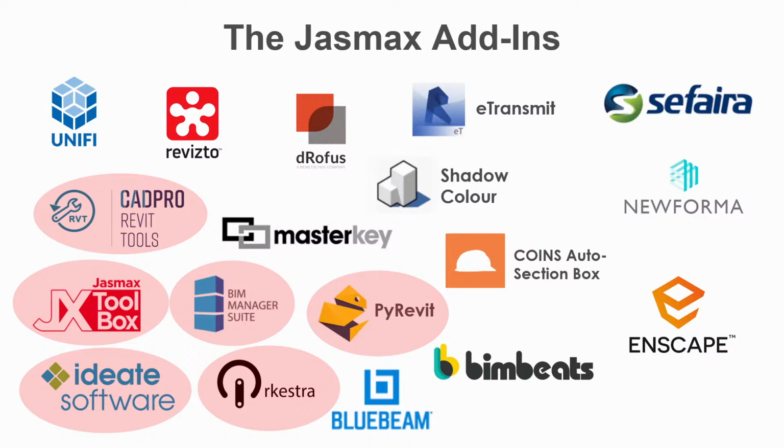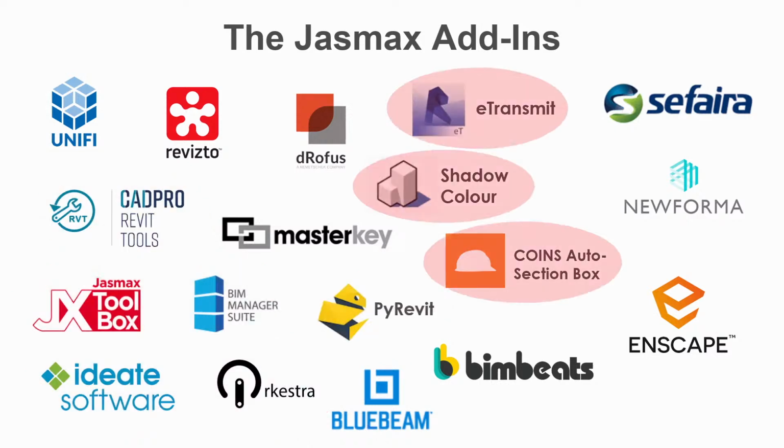And then Orkestra, for those that don't know, is a plugin that allows us to deploy Dynamo scripts to all Revit users. So they can run a Dynamo script by clicking a button like it was any other add-in, instead of having to open Dynamo. And then it transmits, I think, comes with the out-of-the-box Revit software. Shadow color is just to create shadow studies, and then the console to section box has some cool features that make it a bit better than the out-of-the-box section box tool that's in Revit.